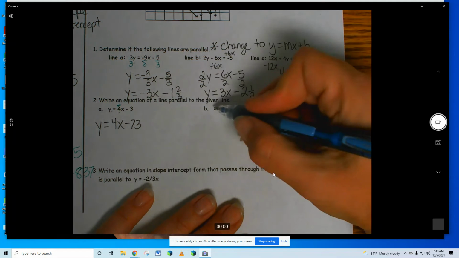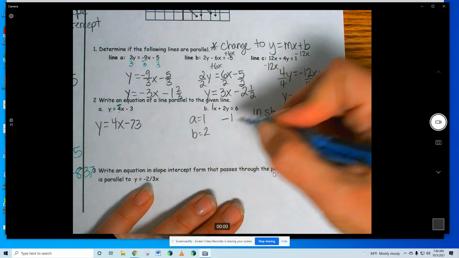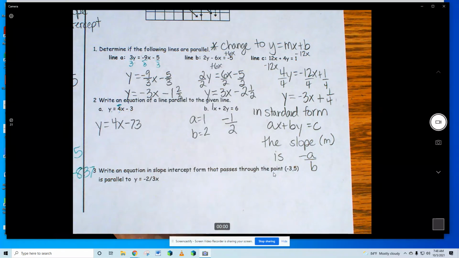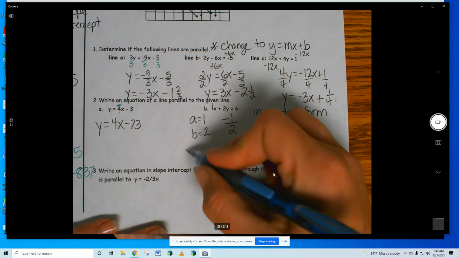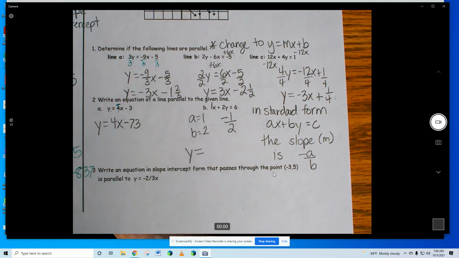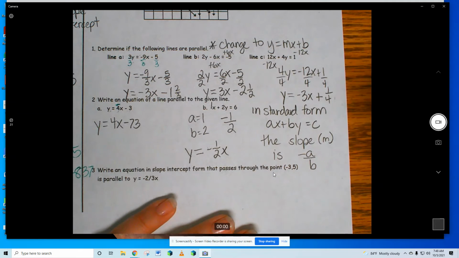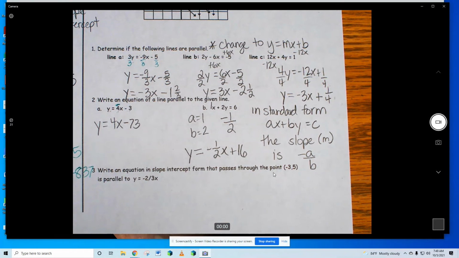So this is in standard form. My a is 1, b is 2, negative 1 over b, 2. My slope is negative 1/2. So I didn't need to change it to y equals mx plus b first. My slope of this equation is negative 1/2. And I want you to give me another equation that has a negative 1/2 as the slope. Negative 1/2 x, and then whatever y-intercept you want. Negative 1/2 x, I don't know, plus 16. Sure, whatever.